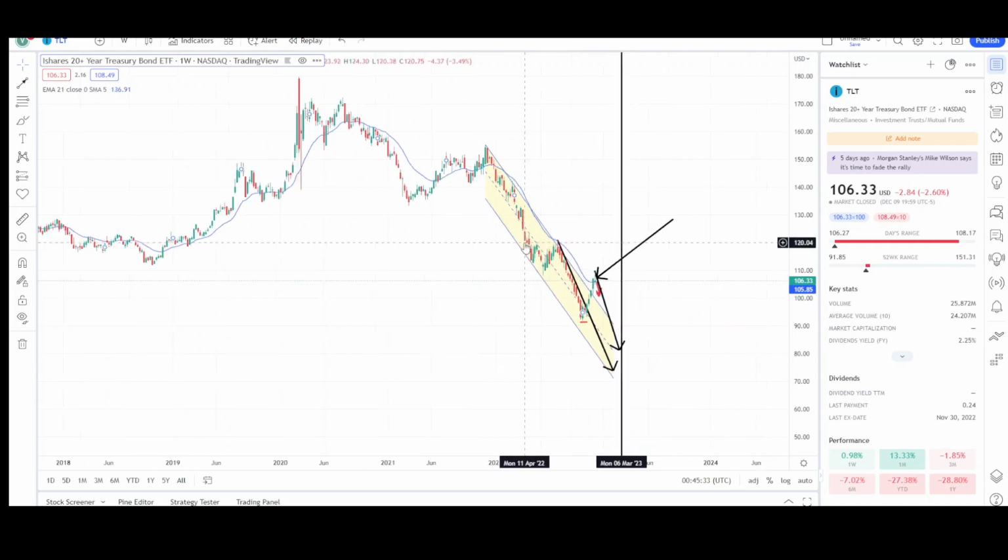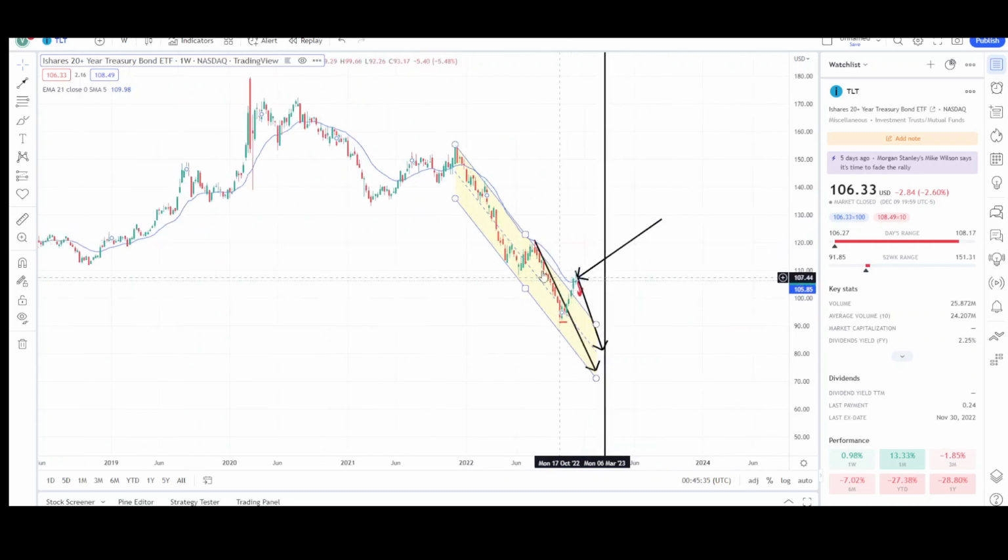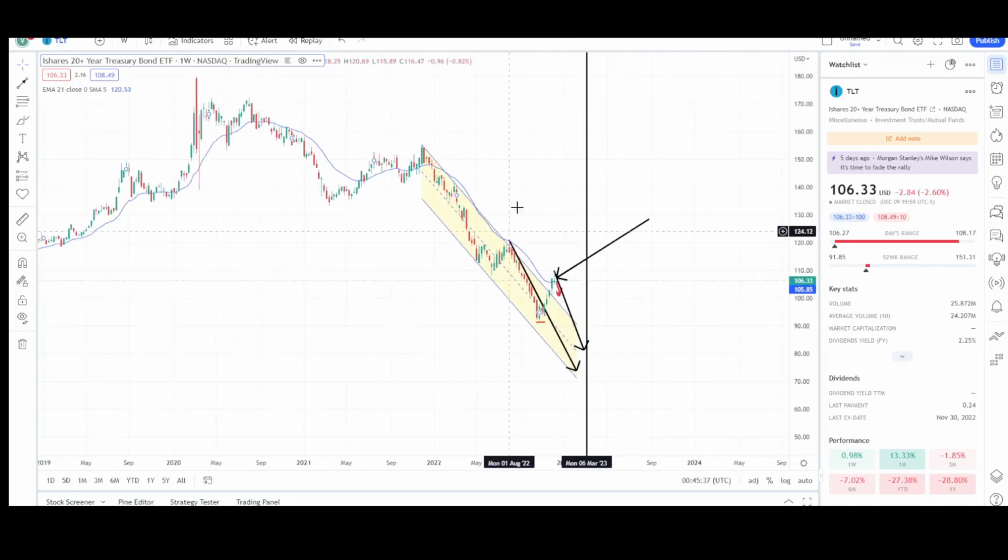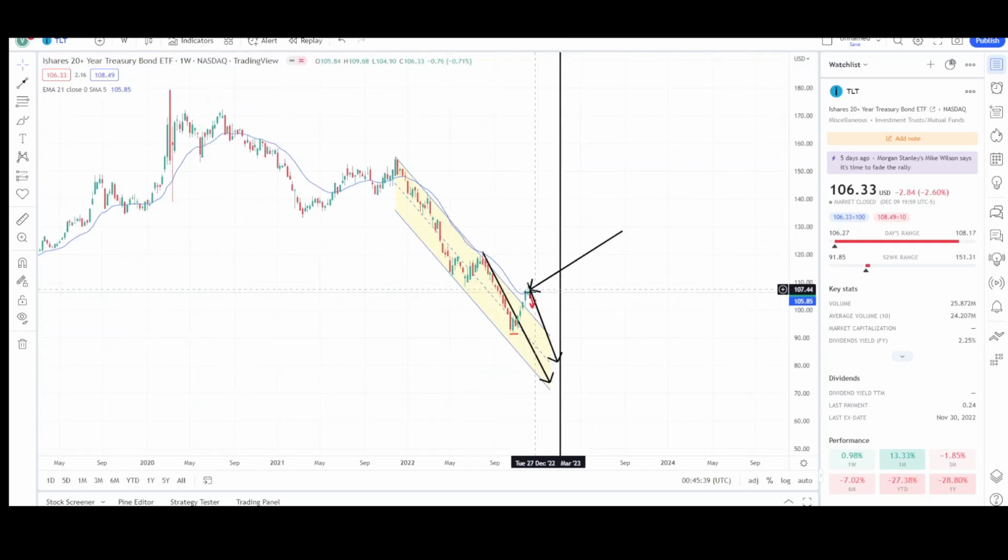But there's still good momentum. We're finding resistance at the EMA. So we'll have to wait and see how this continues. But next week should be a good deciding factor.